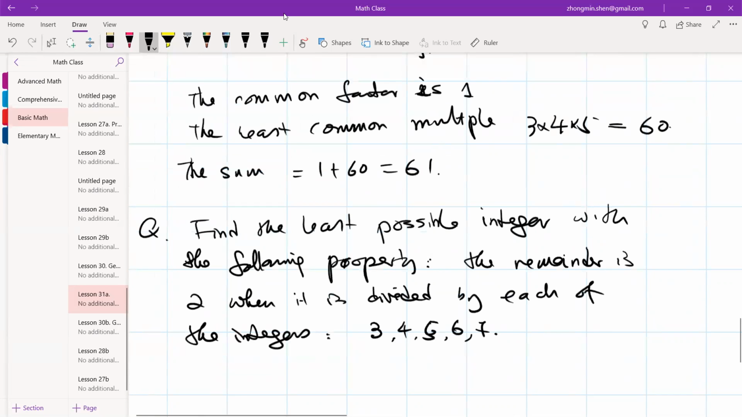So I'm looking for the least positive integer. Then that integer must be greater than 2, otherwise it doesn't make sense, since just 2 would be the least. So greater than 2 with the following property: the remainder is always 2 when it is divided by each of the integers.